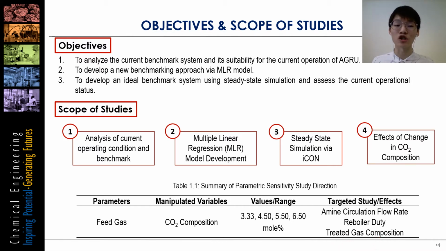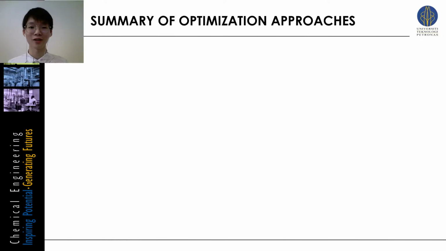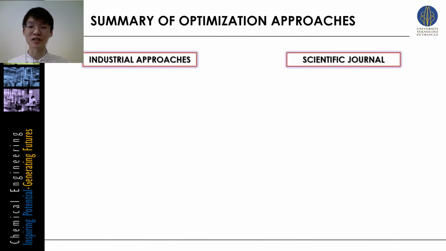So after understanding the objectives and the scope of study, right now let us proceed to the literature review summary, for which I'm going to talk a little bit about the optimization approaches that have been taken by the industry and also by researchers' studies. For the optimization approaches, I have separated them into two parts. Firstly, the industrial approaches, followed by the scientific journals.